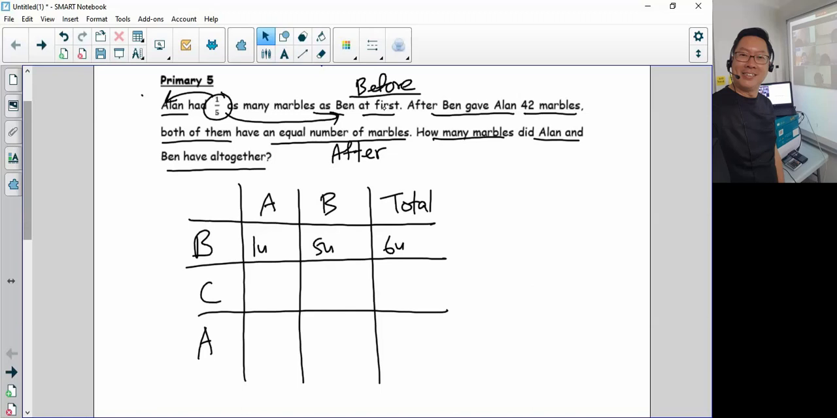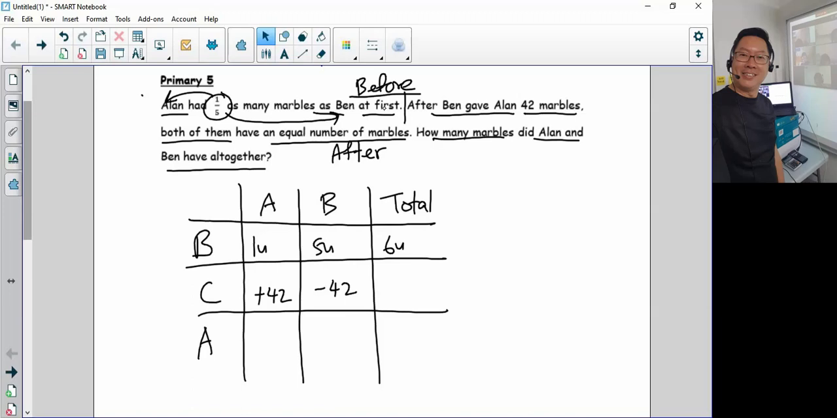All right, then go to the next sentence, right? Ben gave Alan 42 marbles. So you look at Ben. What happened to Ben? Gave away means minus 42. When you give away, you have lesser. And then Alan takes 42, so Alan plus 42. Yeah, so you can see that there's a minus and a plus there. All right. And then what happened in the end? In the end, which is the after, they have an equal number of marbles.